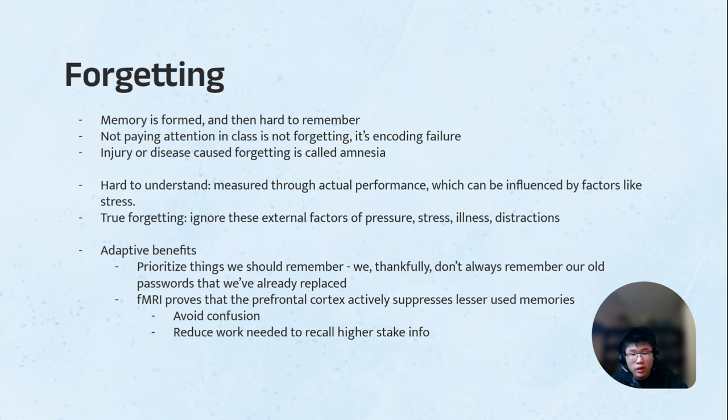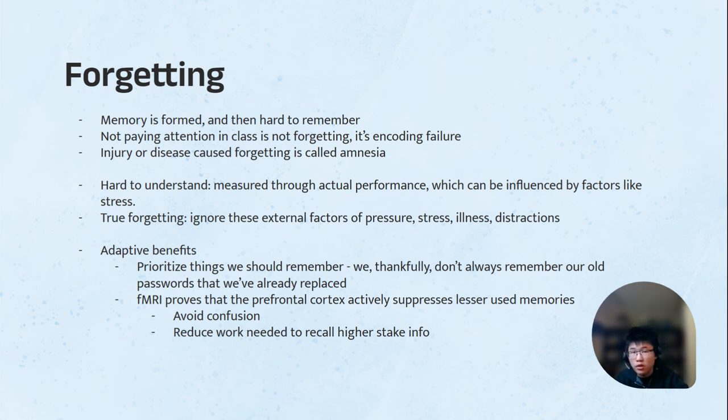Now, it's hard to understand because forgetting is measured through actual performance, which can be influenced by factors like stress or illness and distractions. But when we talk about forgetting, we're ignoring all of these details. We're ignoring forgetting that happens because of these factors. And forgetting actually has adaptive benefits. We prioritize things that we should remember. Thankfully, we don't always remember our old passwords that we've already replaced with new ones. Otherwise, every time we sign in to a new website, we'd have to figure out first which password is obsolete and which one is the one we should use.